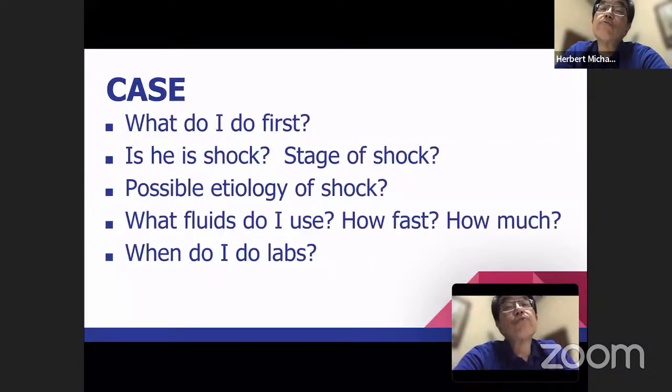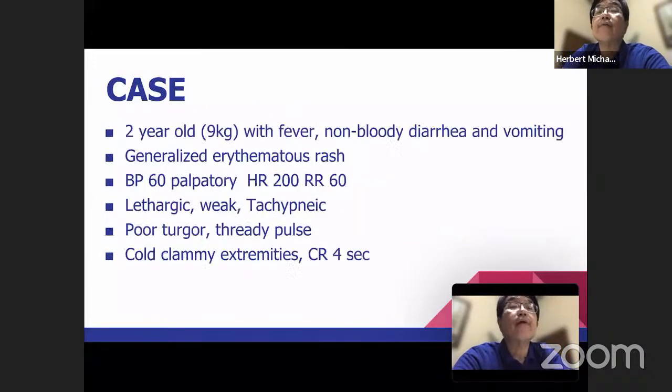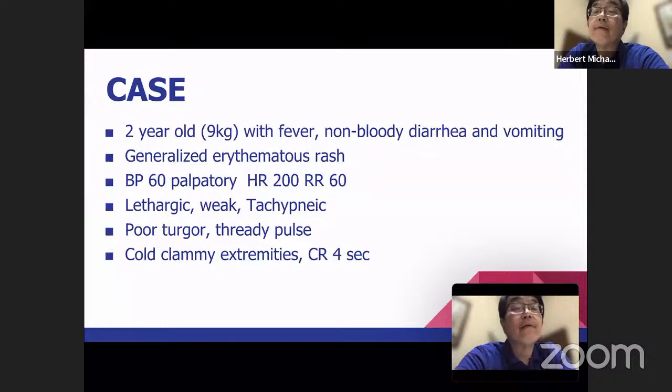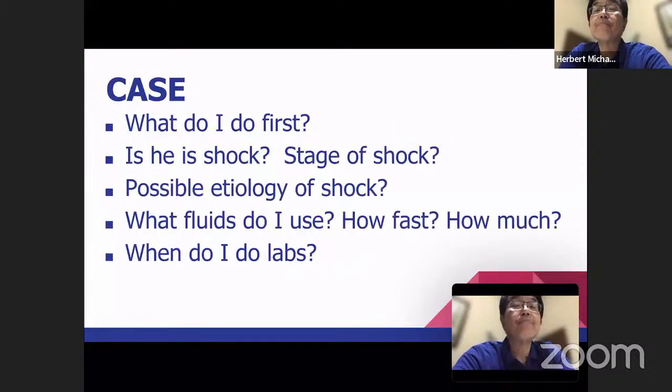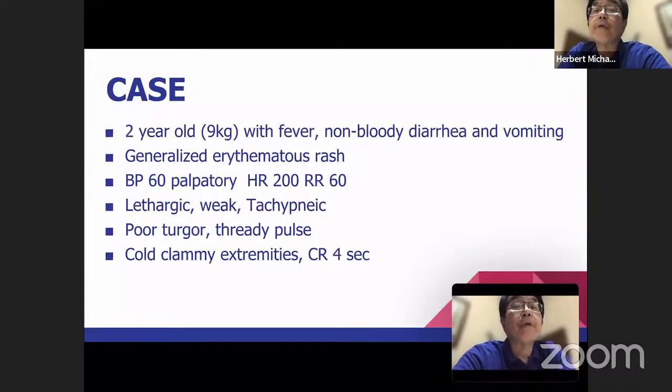So what do I do first? Of course, we have to make sure that the patient has adequate saturation, that the patient's blood pressure will be kept at 60 or it should go up. But of course, the first thing you do is to put in an IV access and to make sure that the airway and the breathing are all maintained. Is he in shock? He's definitely in shock because he is tachypneic and you have all the signs of shock.